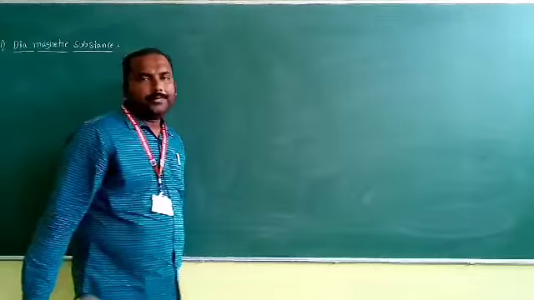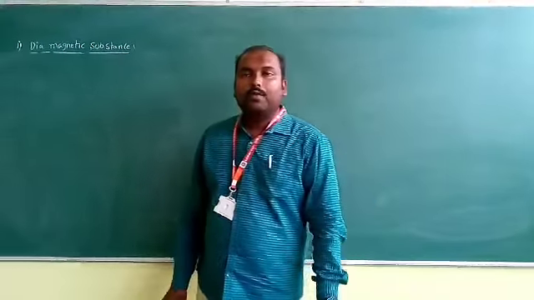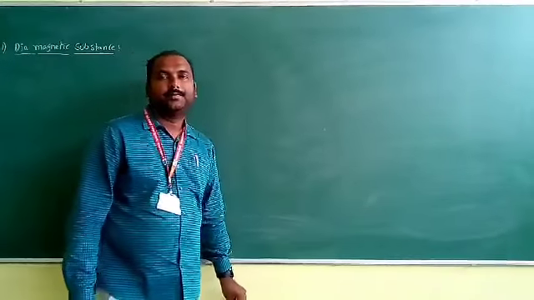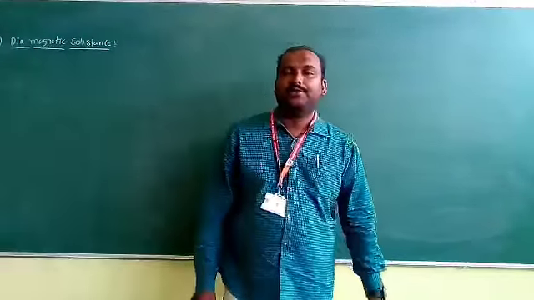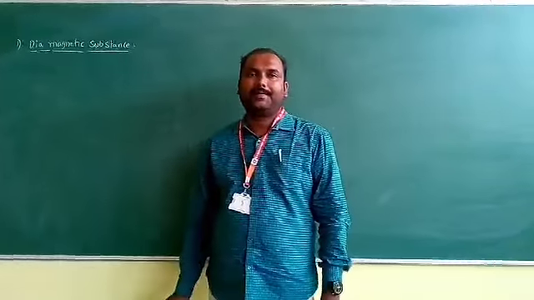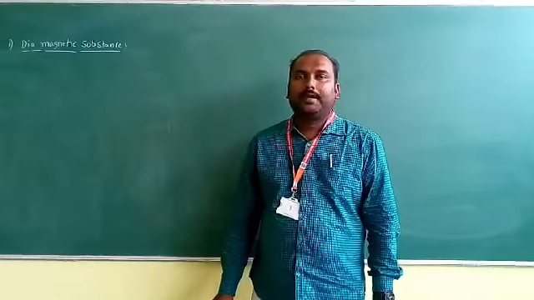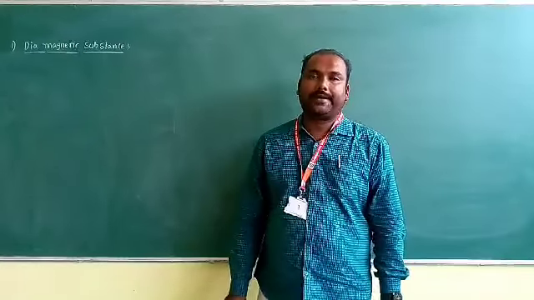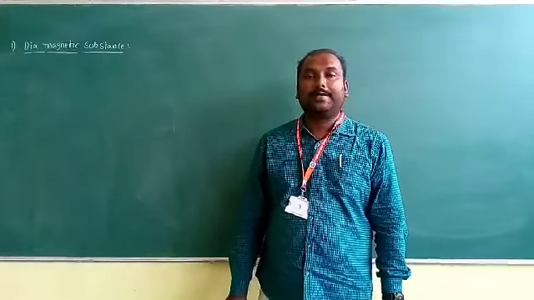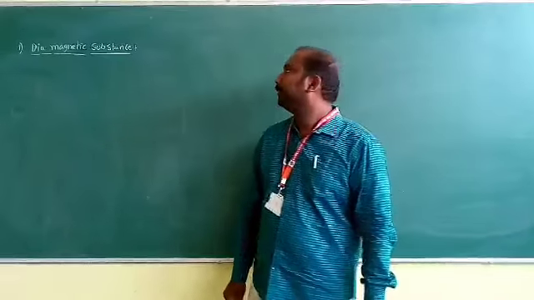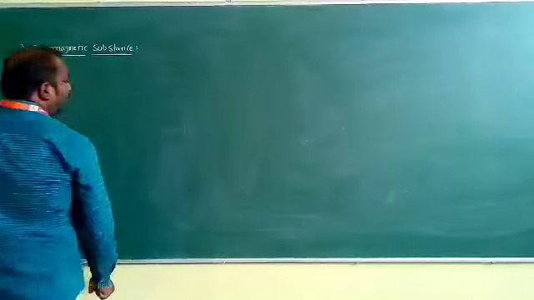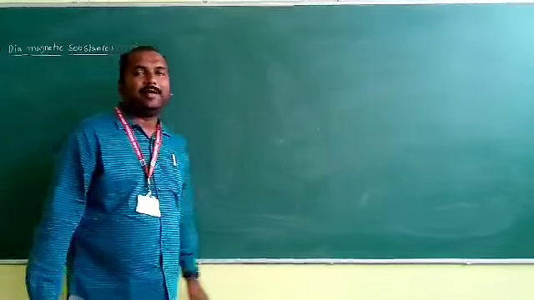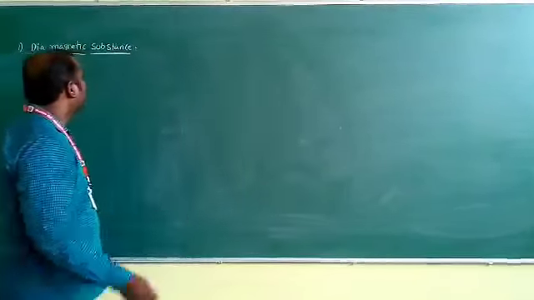The materials which are weakly magnetized in a direction opposite to the applied magnetic field are called diamagnetic substances. Now, based on the electron theory, how it is weakly magnetized, we will see one by one.